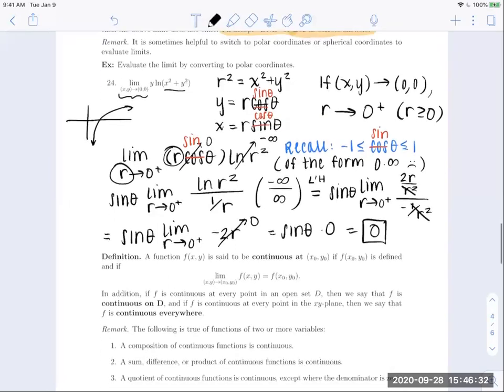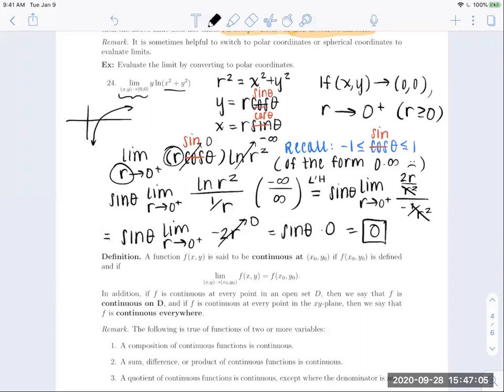All right. So here we just saw an example of why polar coordinates might be useful in this context. We want to end this section by talking about domains of continuity for multivariable functions. We say that a function f of x, y is continuous at a point if that limit as x, y approaches x naught, y naught of the function is equal to the function value f of x naught, y naught. This is very similar to the definition of continuity that we use in Calc 1.